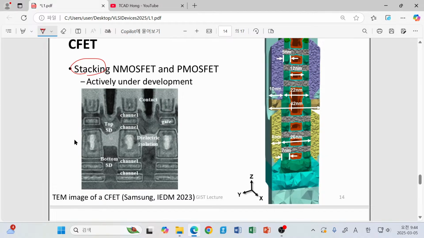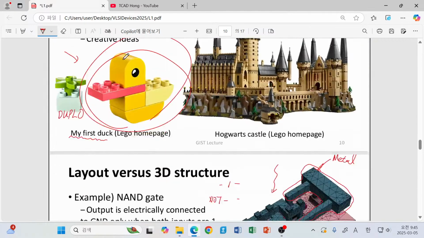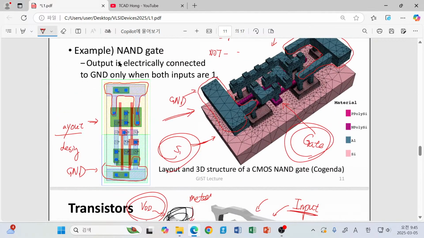Currently our NMOSFET and PMOSFET, these two different devices, are built side by side. For example, when you have a look at this layout, you can find that this part corresponds to your PMOSFET, and this part corresponds to your NMOSFET. However, CFET tries to just stack the NMOSFET over the PMOSFET. Then please try to imagine what will happen.